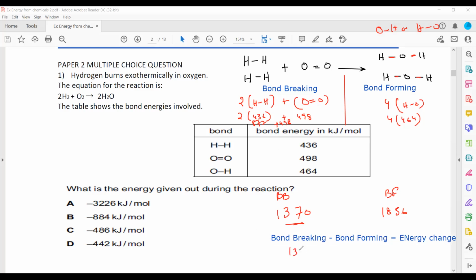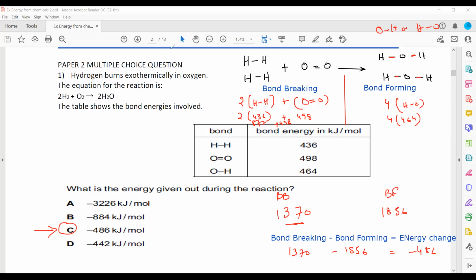So it is 1370 minus 1856. This will give us negative 486. So energy change is negative 486. So C will be the right answer. Is it clear, the discussion of how we work out the energy change during this chemical reaction?